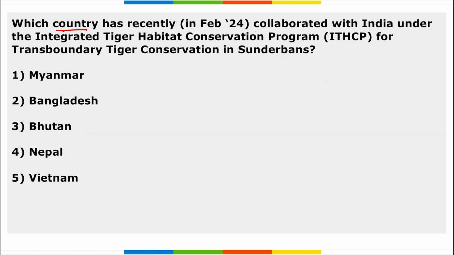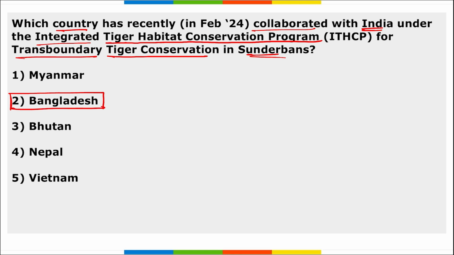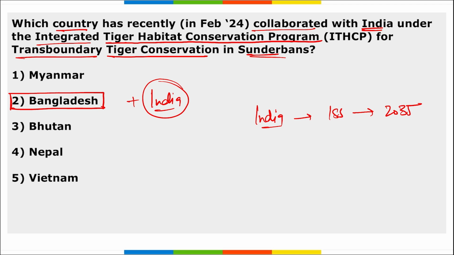Next, which country has recently collaborated with India under the Integrated Tiger Habitat Conservation Program for transboundary tiger conservation in Sundarbans? It is Bangladesh. I repeat, Bangladesh collaborated with India under India Tiger Habitat Conservation Program for transboundary tiger conservation in Sundarban area. Correct? Then if I ask you friends, tell me, recently India is planning to launch their own international space station by 2035.